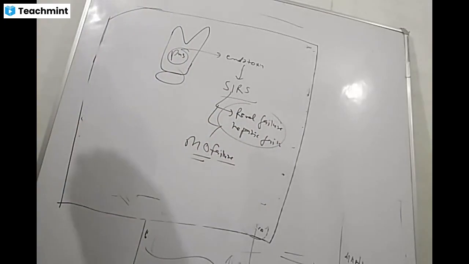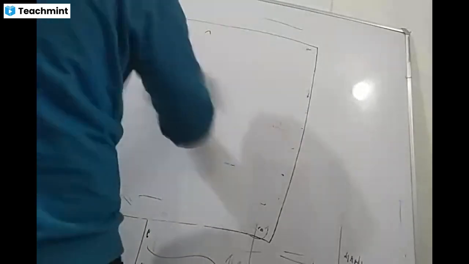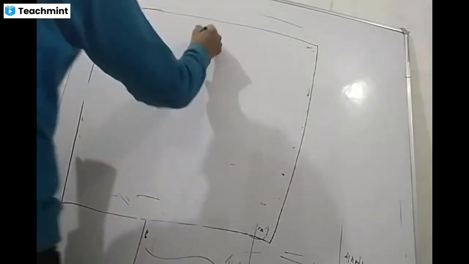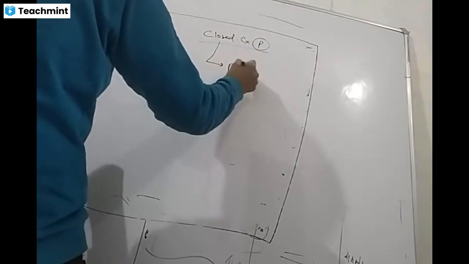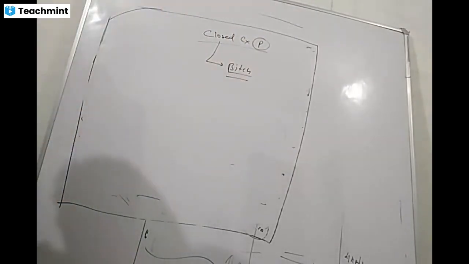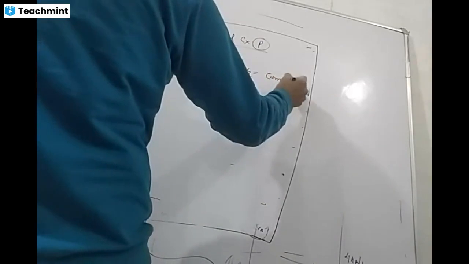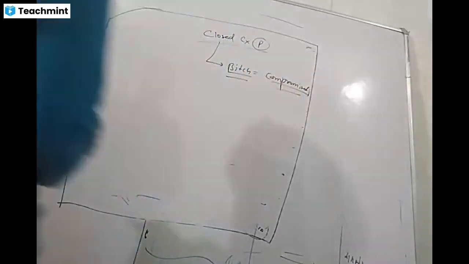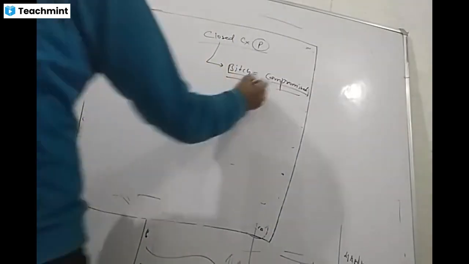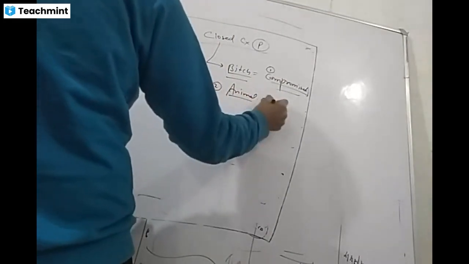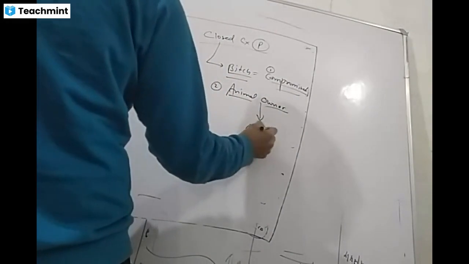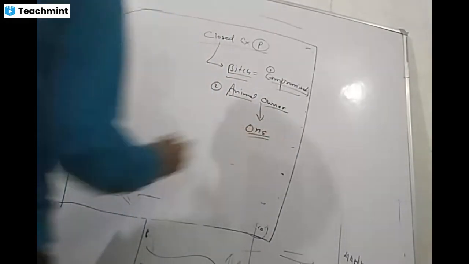Multi-organ failure. In such a situation, in case of closed cervix pyometra, if the animal is compromised, and second, the animal owner does not want OHE, then what is the option with you?